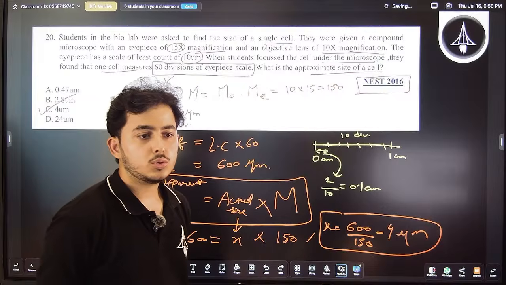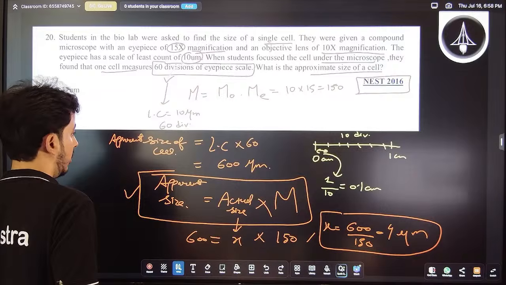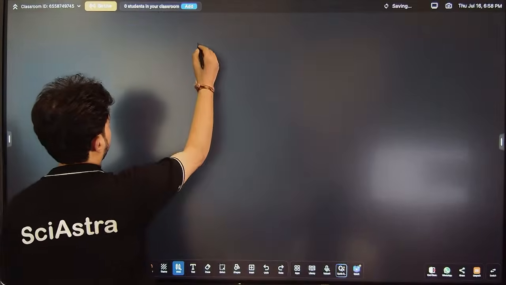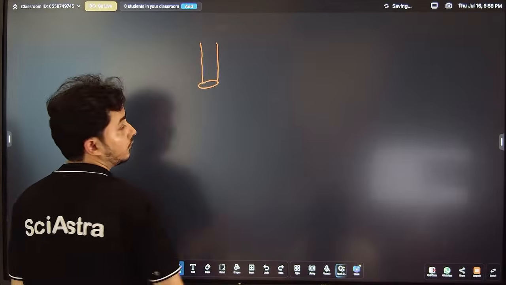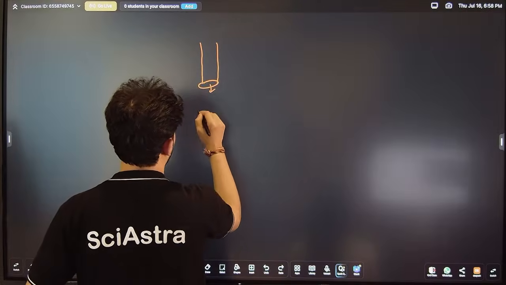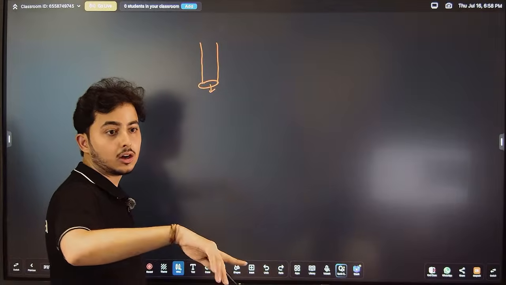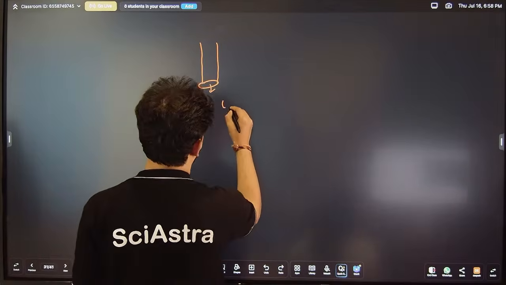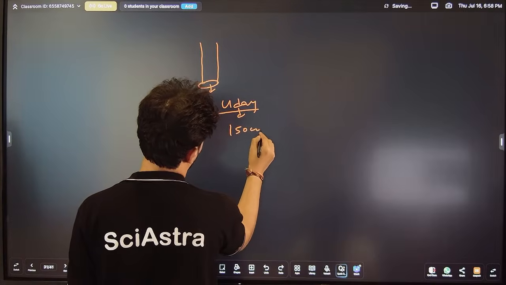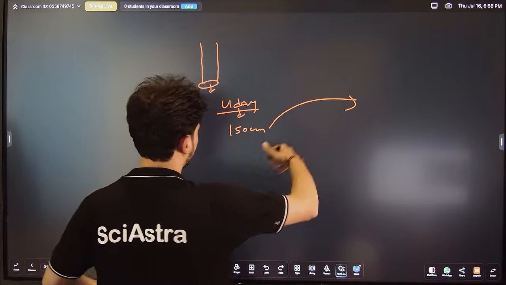Why does least count into number of divisions give the apparent size? Whenever you are observing something, the size that you get from the observation is a magnified version. So let's say this person Uday, you are some 150 centimeters tall. This is your actual size. Now I magnify and I am able to see you.